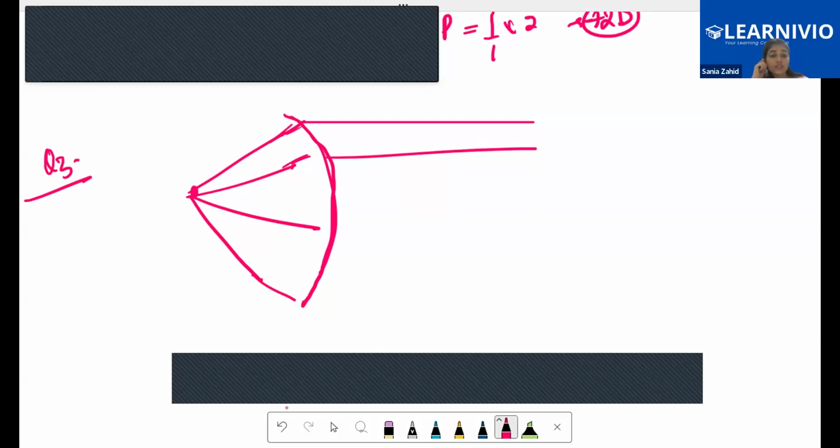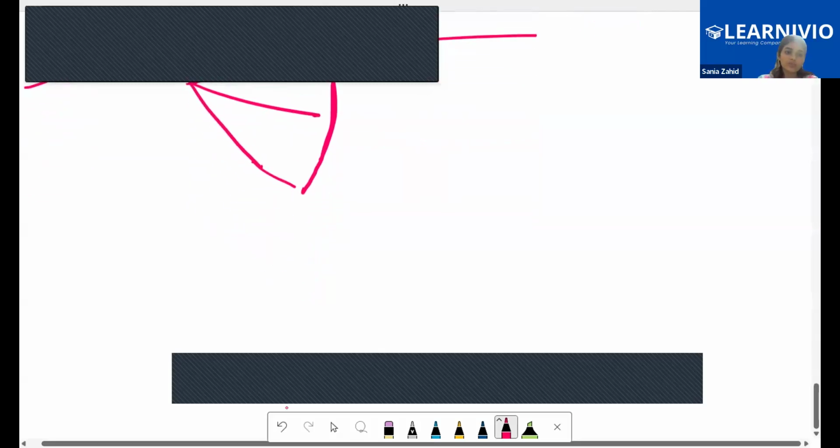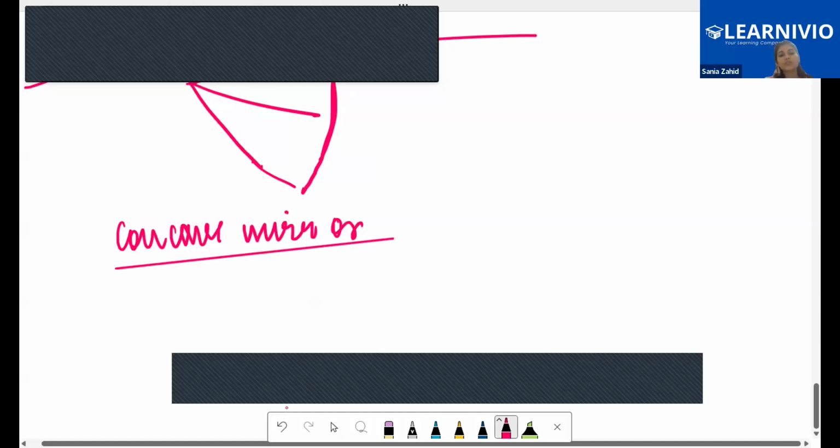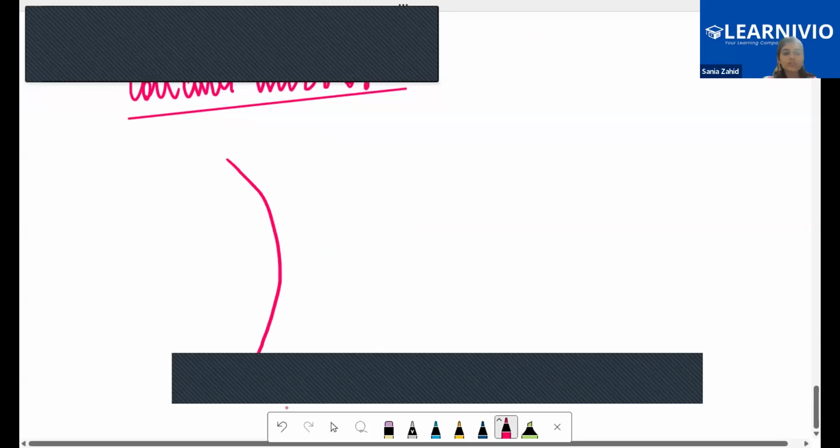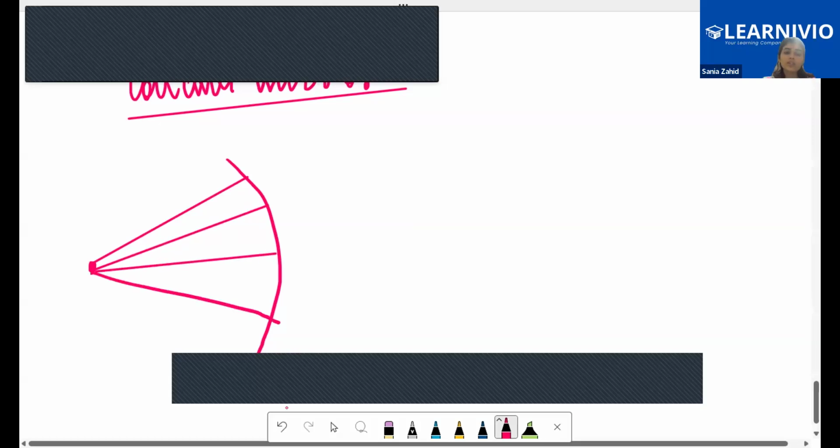No, Zoha, this answer is wrong. It should be concave mirror. The answer should be concave. Okay, wait, I'll explain. See, what does a concave mirror do? What is a concave mirror? Look here, this is a concave mirror, right? So this is a point source of light. What kind of rays will a concave mirror produce? Something like this. Is this clear? Now tell me, what does a concave mirror do?